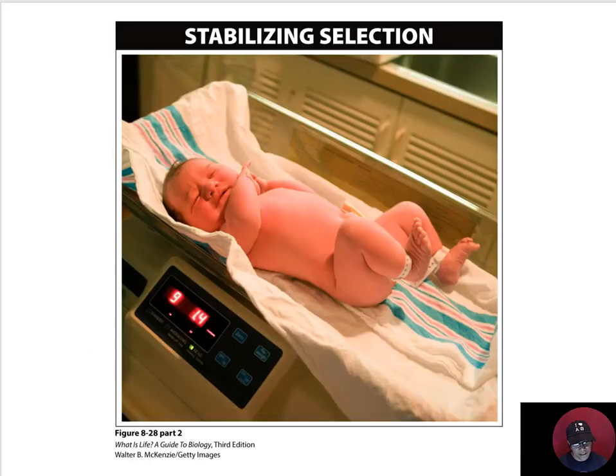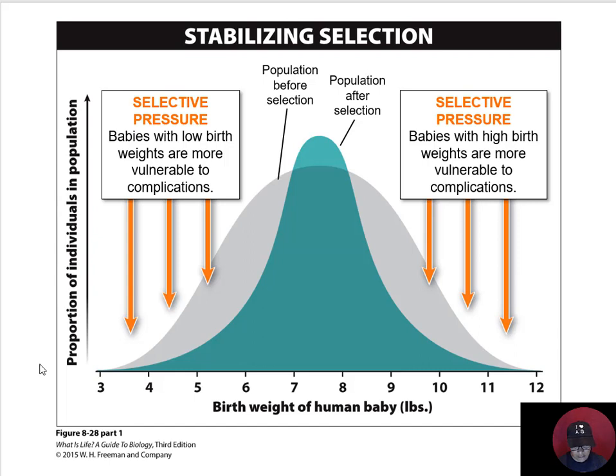But we have had selective pressures as well. And so here we have an individual baby. This is a human baby. And there's something called stabilizing selection. And we can see the weight here of this baby is 9 pounds, 14 ounces. And if you've ever wondered why the average weight of a human baby is somewhere between 7 and 9 pounds, somewhere in there, right? Here's why.